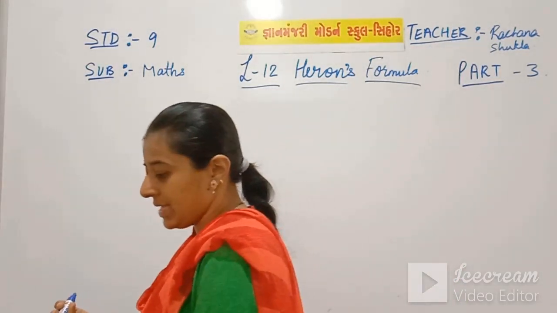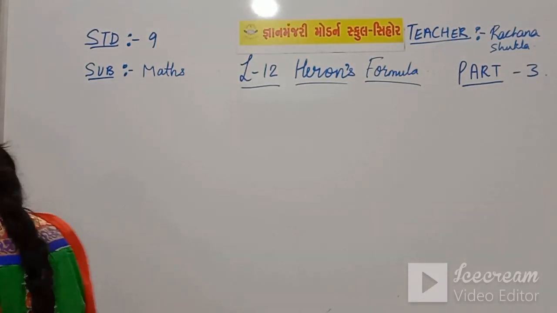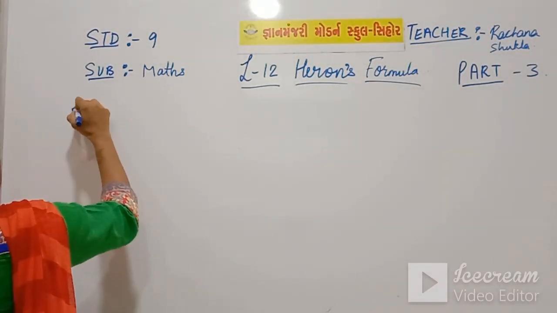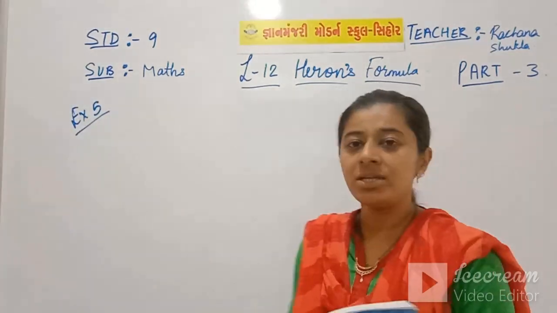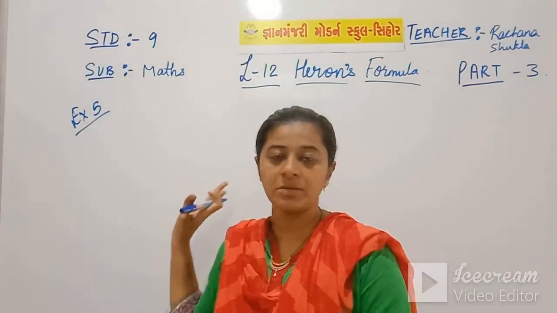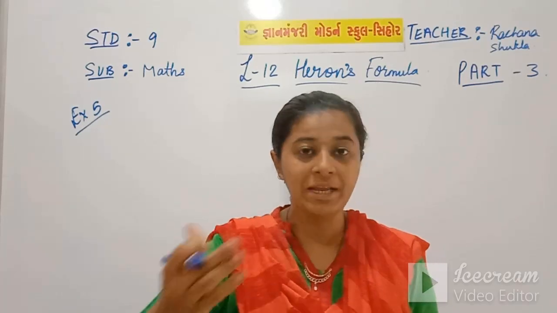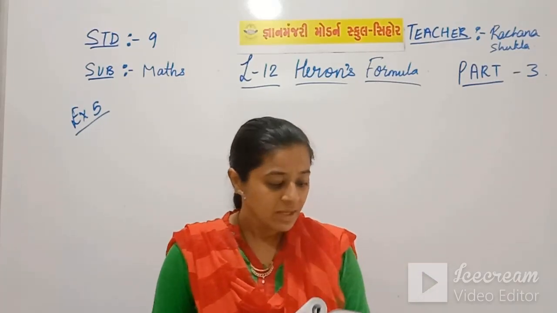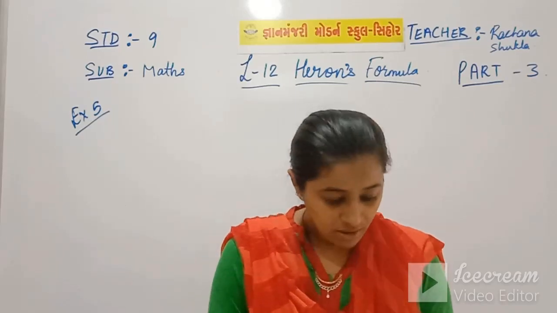This sum is Example 5 of your textbook. Actually, the question is very lengthy, so it is not possible to write it on the board. So I am reading the question and explaining it from the textbook. Example 5, page number 204.